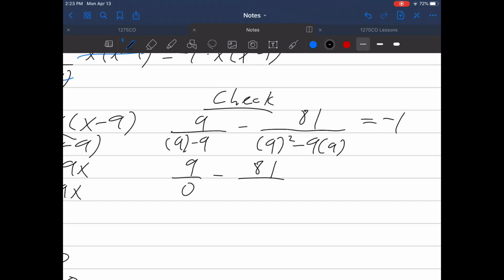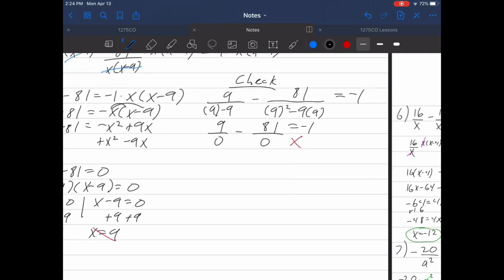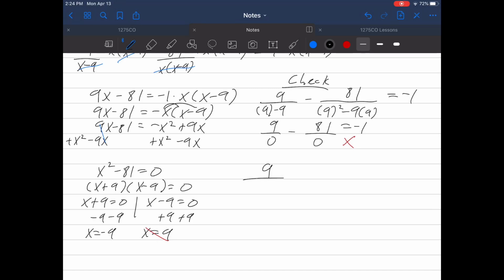So 9 over 0 minus 81 over here, which turns out to be 81 minus 81, which is 0, is negative 1. This, we can stop right here, because this is where we reject an answer. If an answer gives a denominator of 0, that means that this number here is undefined, which means that 9 is not a valid answer, so we're going to reject it. Now let's go ahead, because that does not mean the other one is not going to work. We can plug in negative 9 and see if it works out.